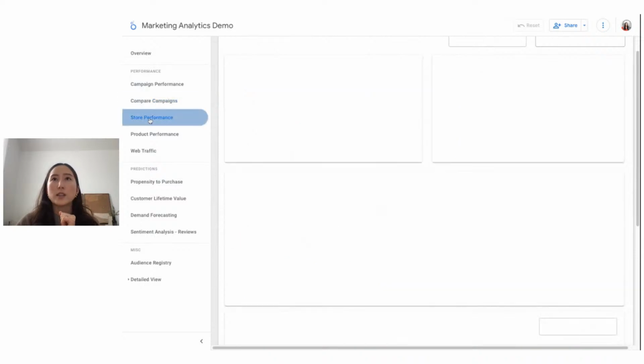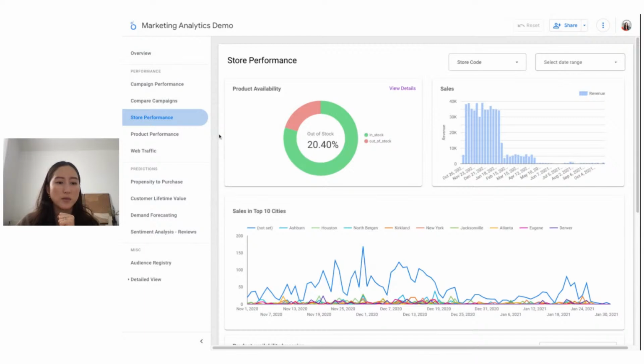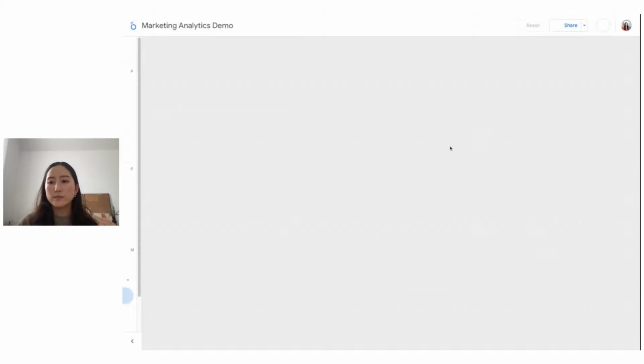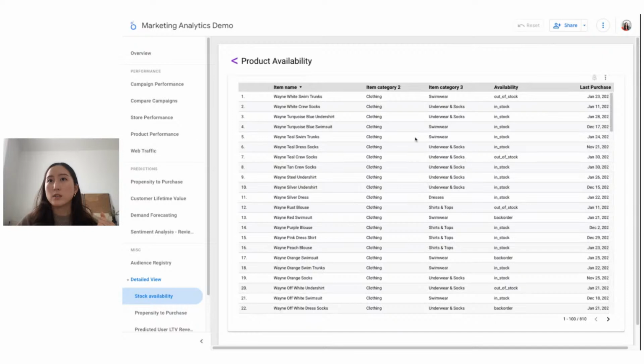And then she can look at the performance of each of her stores. So then this can really help her understand sales and product availability. And she can even dig deeper at the product availability in each store. So you can drill down and see something like this by drilling into your dashboards.